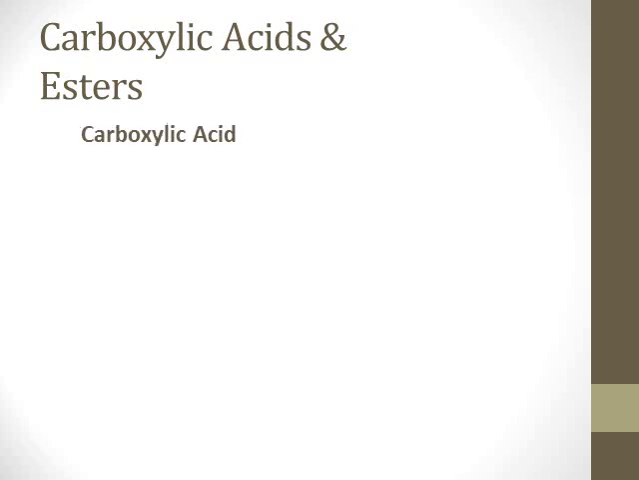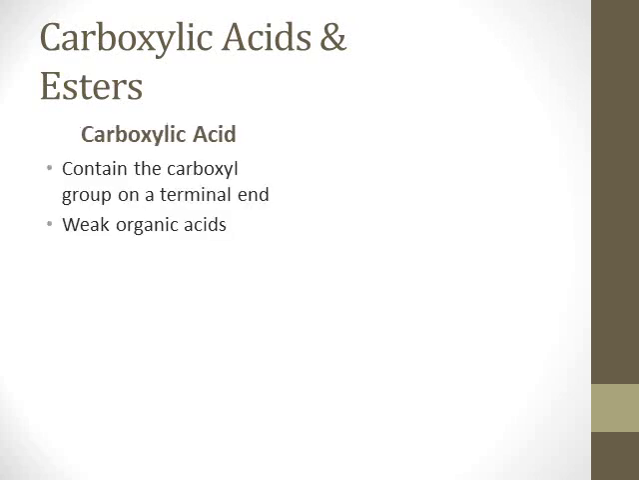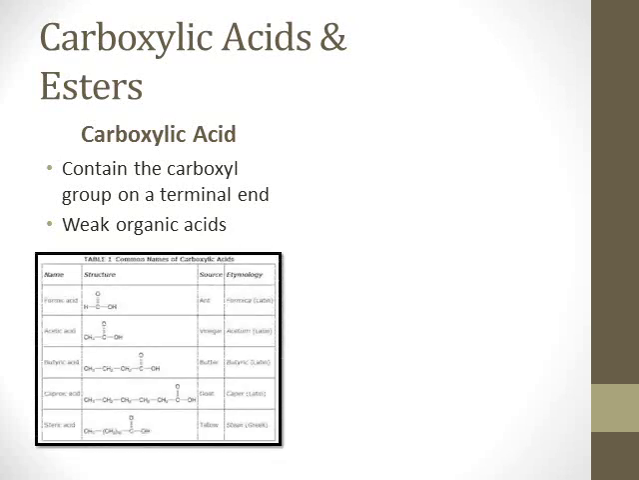Carboxylic acids and esters. We are looking here at basically the carboxyl group as the functional group that creates these large families. So carboxylic acid, I mentioned earlier in the PowerPoint, is going to be a weak organic acid, and the carboxyl grouping, that C double bond O, C bonded to OH grouping, is going to be what gives us that acidic nature.